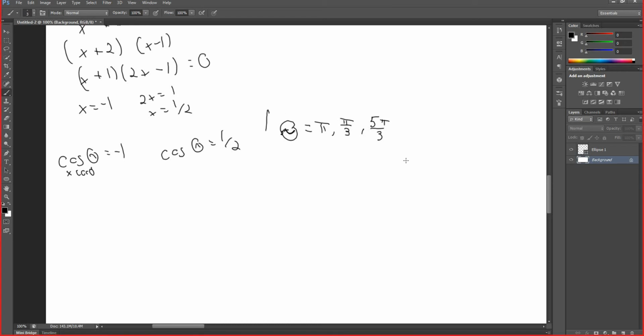So in this case, we have 3 possible solutions. We get 1 solution from cosine of theta equal to negative 1, and 2 from cosine of theta is equal to a half. Any questions so far? I'm going to take silence as a no.